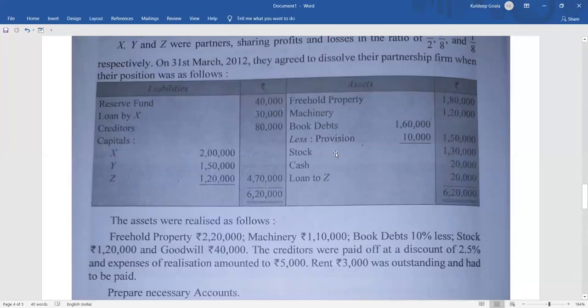Along with the provision, the provision will be transferred on the other side. So now we are going to transfer the liabilities, obviously not reserve, not loan. Then what do we have? Only creditors of 80,000 along with the provision.